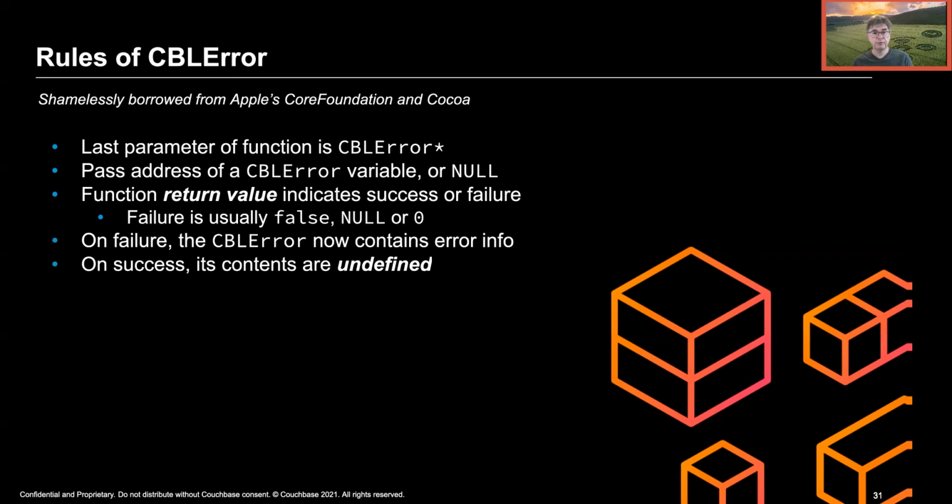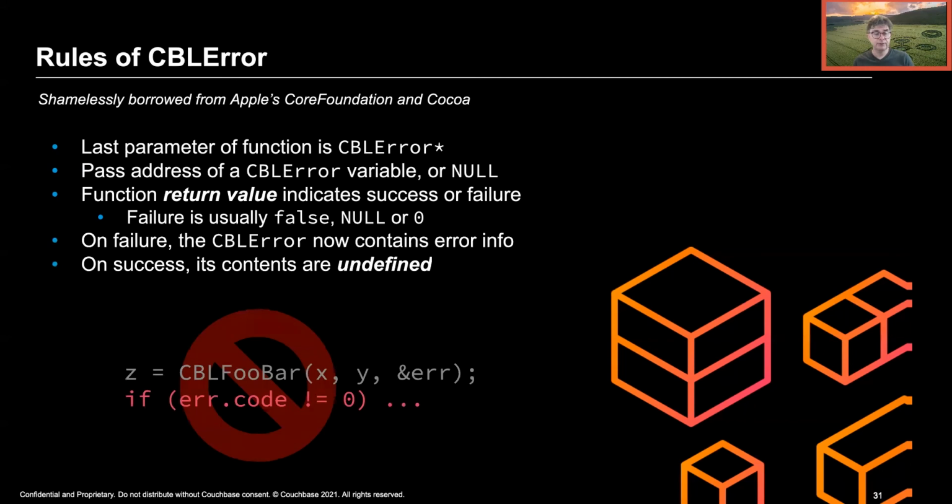If the function succeeded, then we didn't do anything to that CBL error, which means its contents are undefined. It's probably some kind of garbage that was left over on the stack. In particular, there's a common anti-pattern here, a bad thing to do: to call the function and then immediately check whether the error code is non-zero. That will not work. It may sometimes work, but not in general. So you're relying on weird undefined behavior. Don't do it that way.